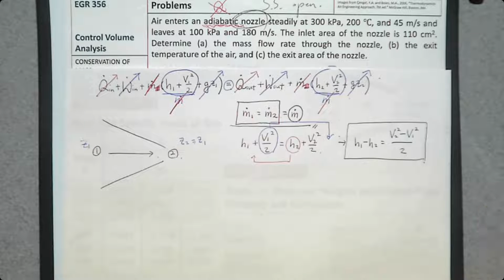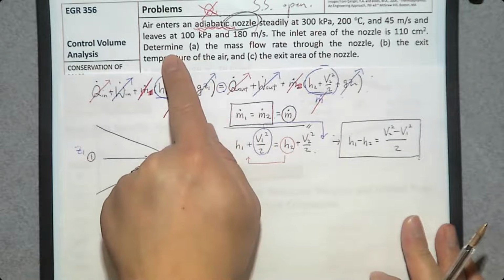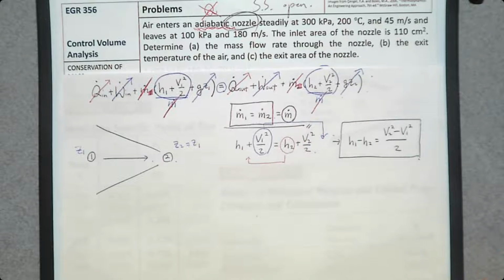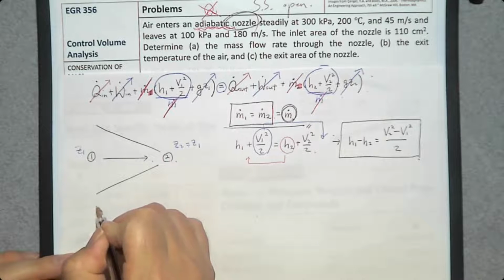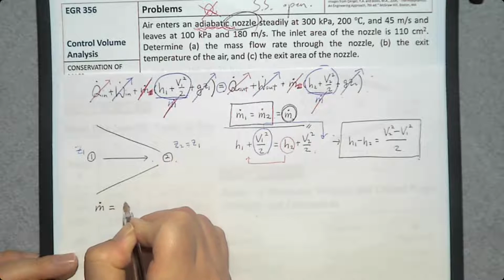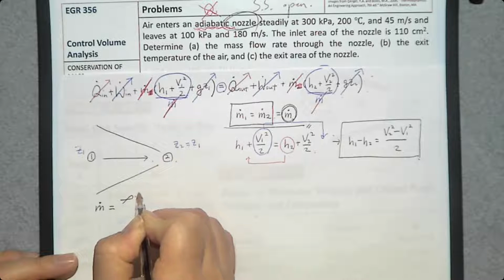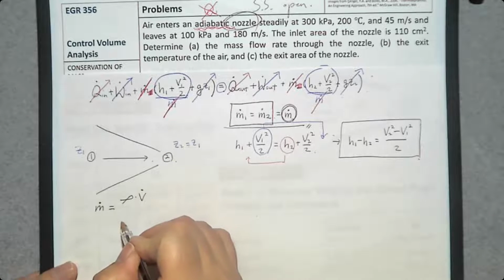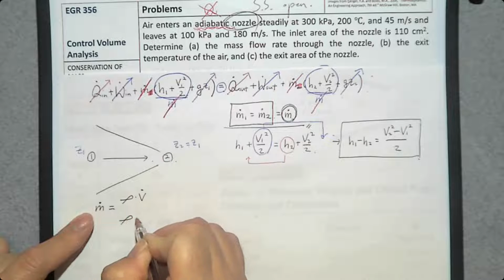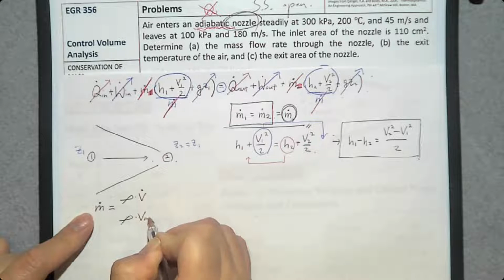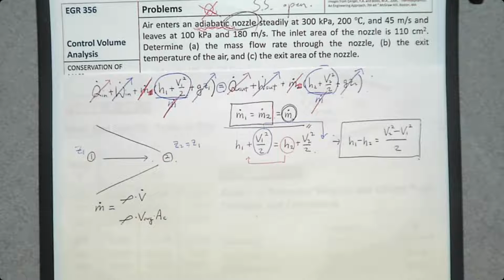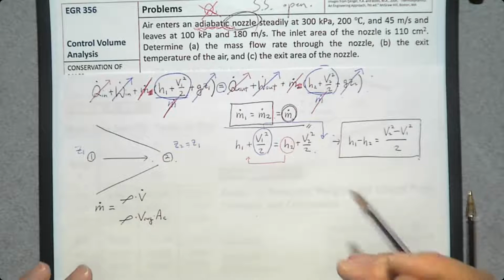Okay. So now let's find out what we need to determine in this problem. We need to determine the mass flow rate through the nozzle. Then how can we determine this mass flow rate? There are two different ways to determine mass flow rate. M dot can be determined by the density times volumetric flow rate. Or we can determine M dot by density times average velocity times cross-sectional area.